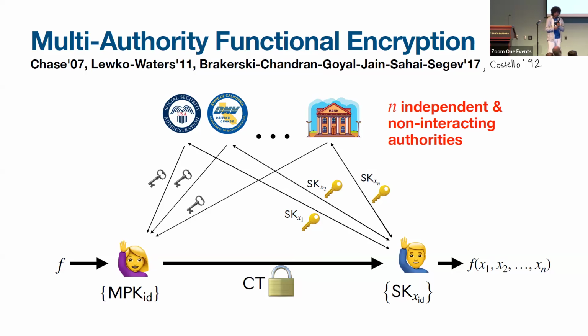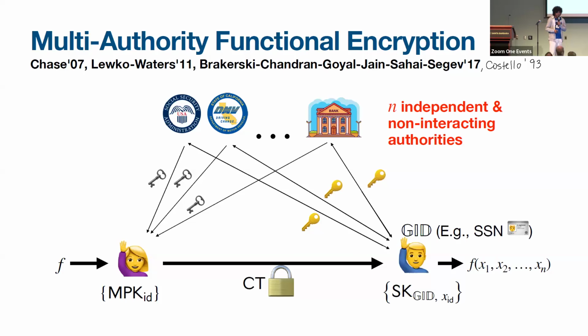So in a MAFE scheme, there are n independent and non-interacting authorities which issue secret keys for the attribute space that they control. The authorities can be the SSA, the Social Security Administration, which controls the SSN attribute, the DMV that controls the driving license attribute. It could be a bank or anything. So an encryptor in this system can use the master public keys issued by these authorities and the partial secret keys for attributes x1 through xn to learn f of x1 through xn.